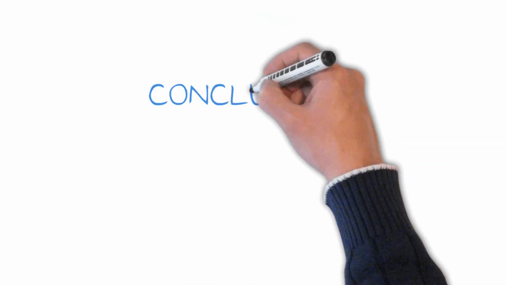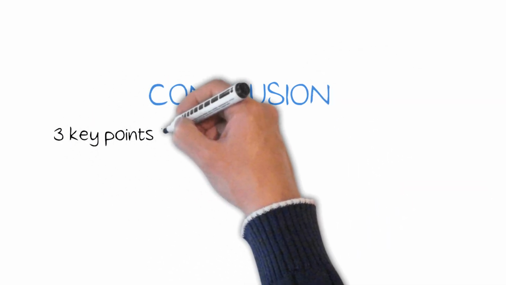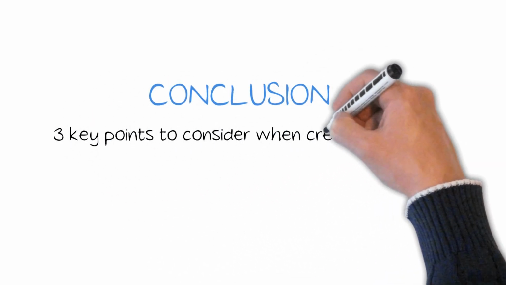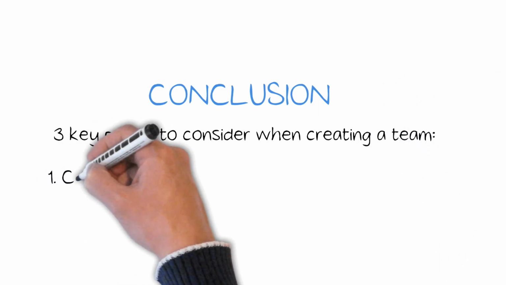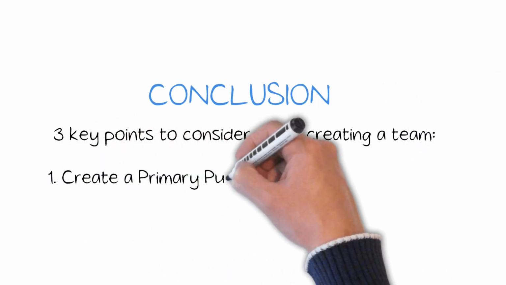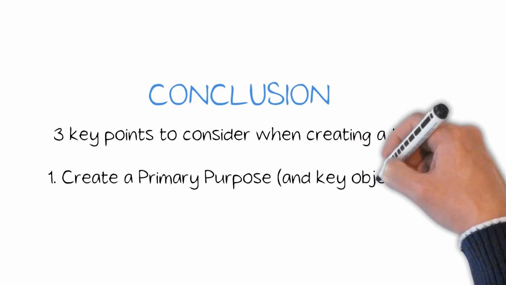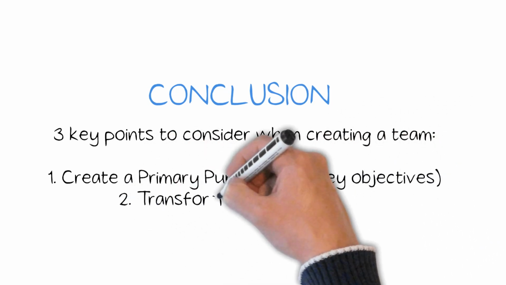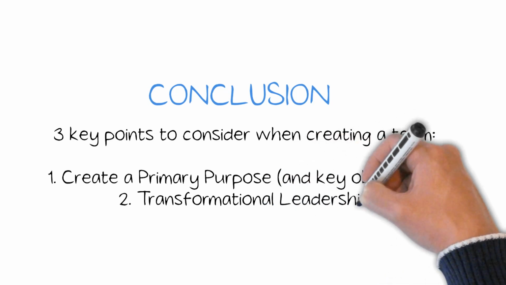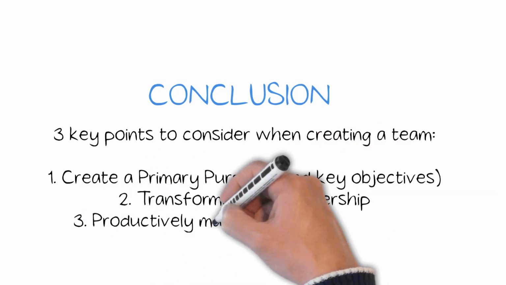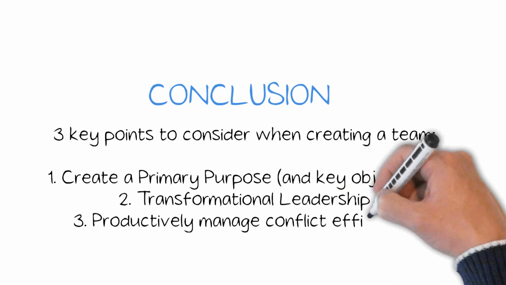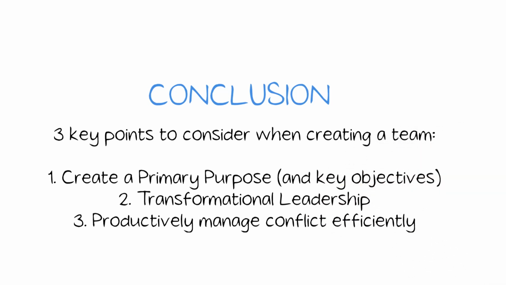So in conclusion, there are perhaps 3 things to consider when creating a team. First and foremost, creating a primary purpose and a few in number key objectives. Secondly, ensure that the leadership is transformational versus transactional, and in particular models the behaviours of capability of listening to and managing the conflicts. And third element, which we suggest is particularly important not just for the leader, but also the whole team, is to productively manage conflict efficiently.